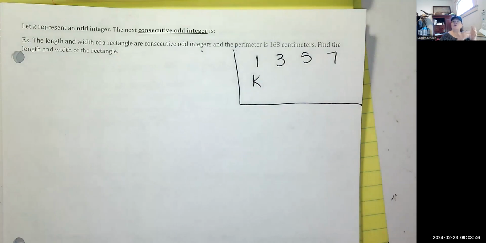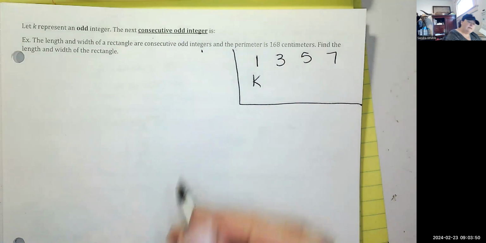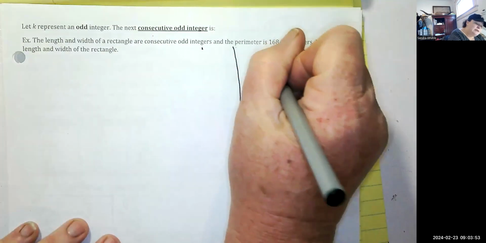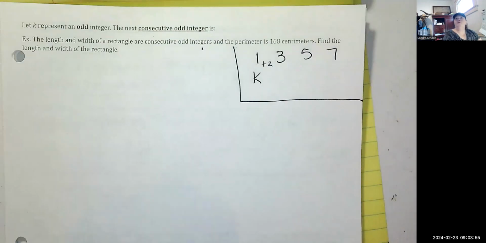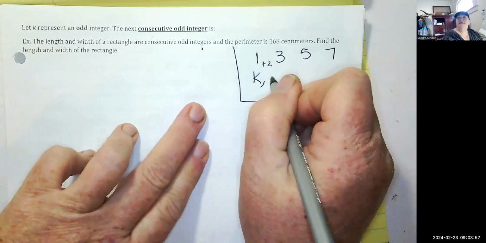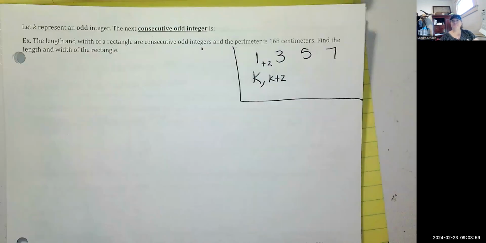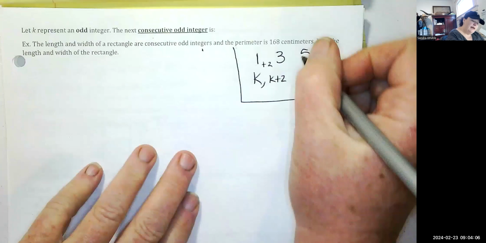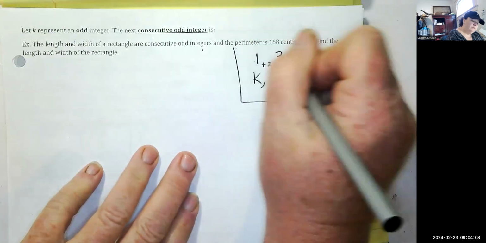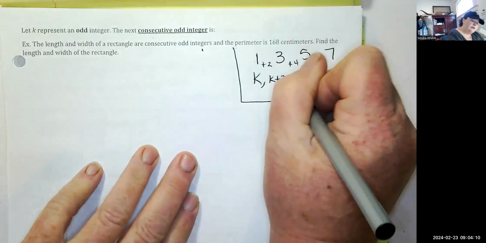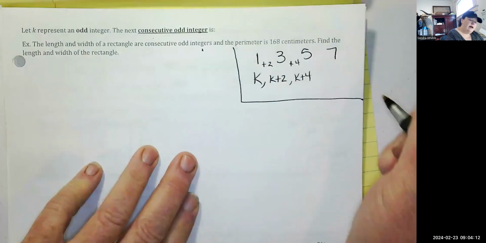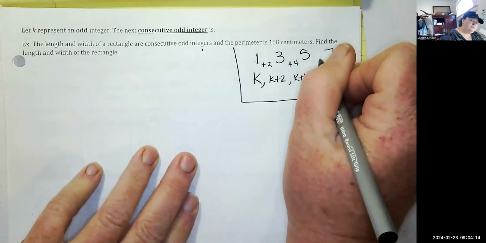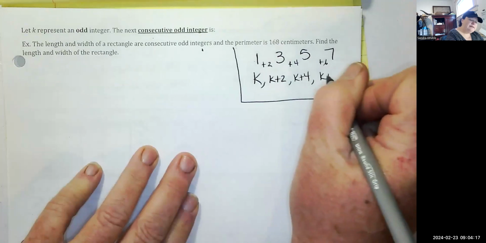Great. How do we get from 1 to 3? To get from 1 to 3, they had to add 2. So to get to 3, it's going to be k plus 2. Okay. How do we get from 1 to 5? 1, 3, 5. Well, that's going to be k plus 4, because 1 plus 4 is 5. How do we get from 1 to 7? That's plus 6. So the next one's k plus 6.